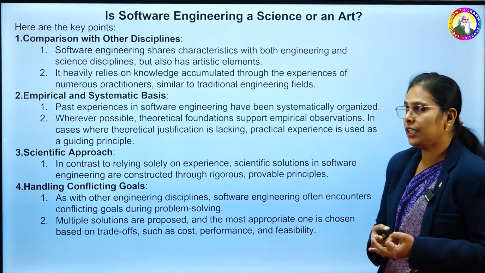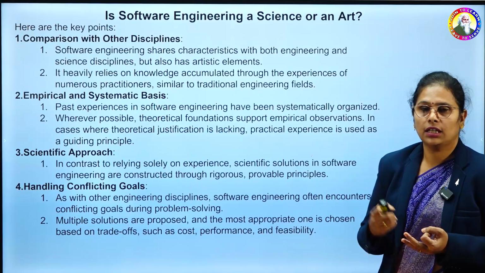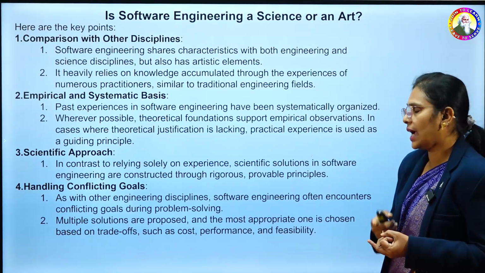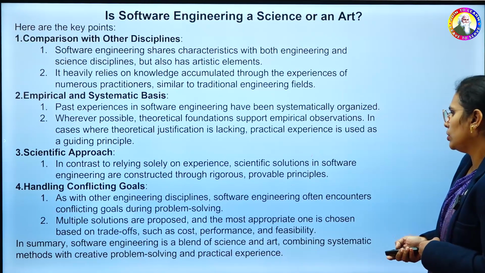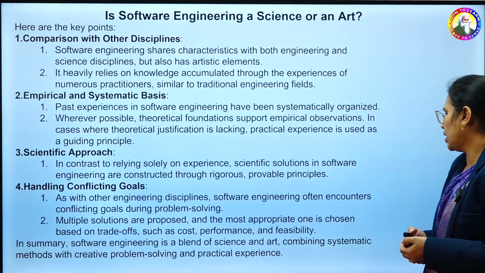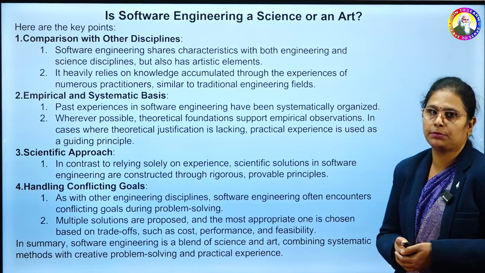The next point is the scientific approach, where you have to decide whether it is art or science. That's what they are saying, science or scientific approach. Then handling the conflicts. So, in summary, software engineering is a blend of science and art, combining systematic methods with creative problem solving and practical experience.